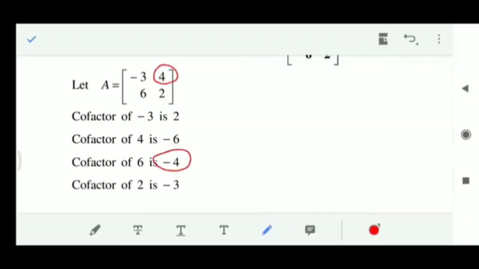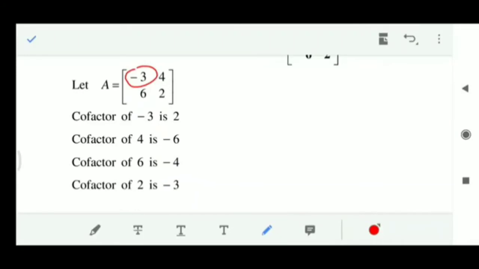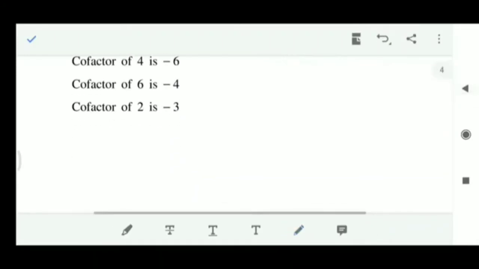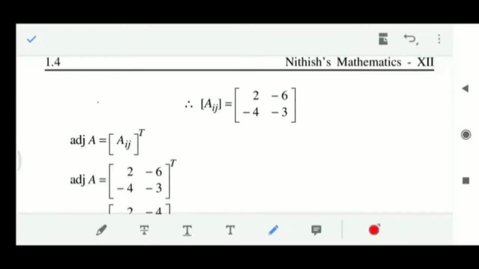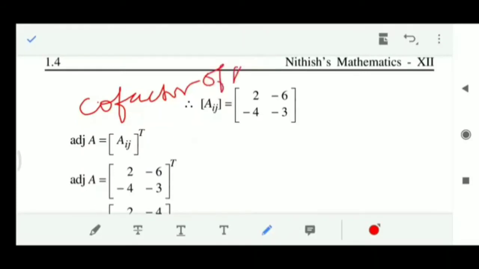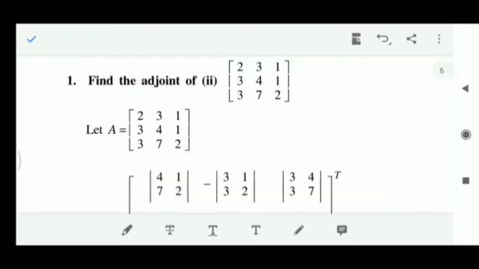So the sign of the first position should be positive, the second negative, the third again negative, and the fourth again positive. Only then will you get the answer like that. So adjoint of A is equal to Aij whole transpose, where Aij means the cofactors of A. So 2, minus 6, minus 4, minus 3 are the cofactors. If you transpose this you will get 2, minus 4, minus 6, minus 3. So that is the adjoint of A.